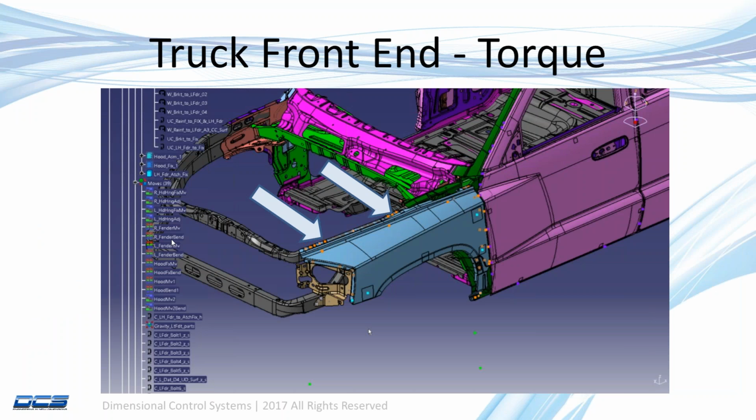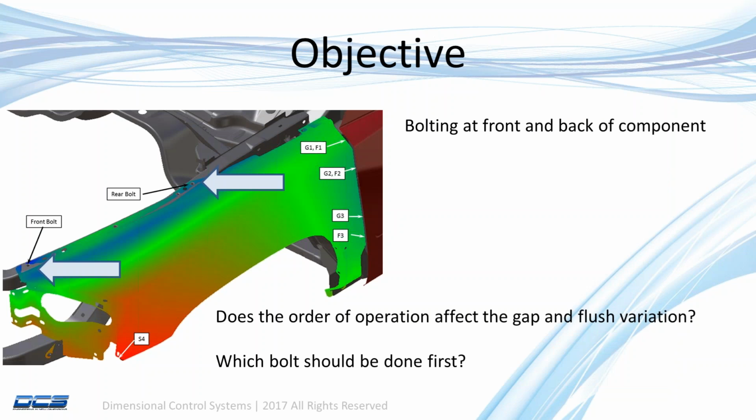So our next example is going to be the truck front end and torque involved with bolting the front fender onto the body. So our objectives: we're bolting at the front in two places to start. Does our order of operation affect the gap and flush conditions along the edge of the part? And which bolt should be done first? So which order should we do our process?